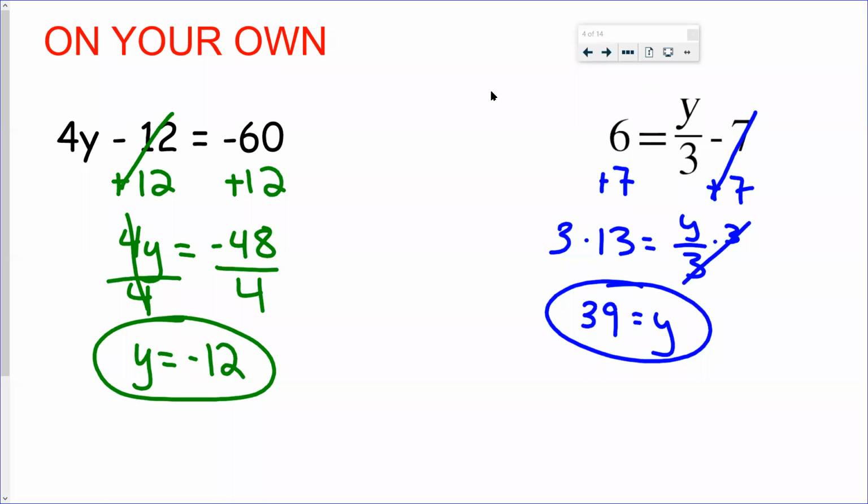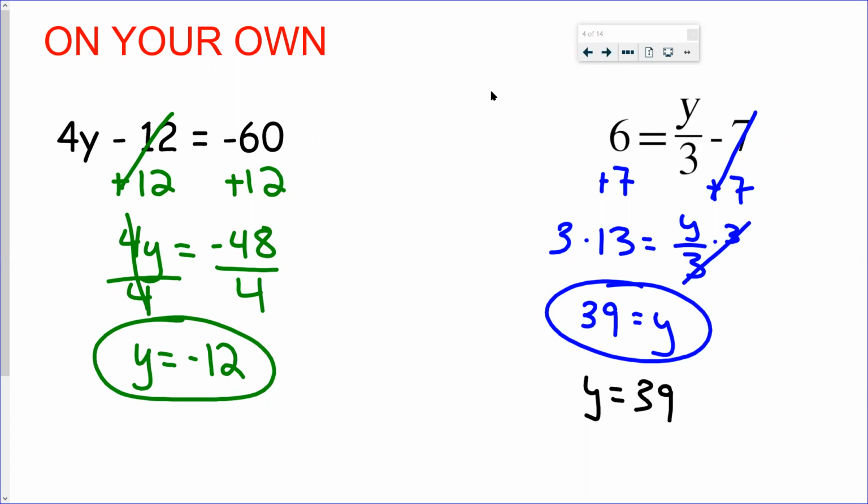All right, so when you solve these two, the one on the left, you should have gotten y equals negative 12. And the one on the right, you should have gotten 39 equals y. If you would have had y equals 39, again, that works as well. Again, if this is something where you're like, I did not get those answers, I'm confused, put a star by it so that when we check with each other after the video, we can talk about maybe these problems.